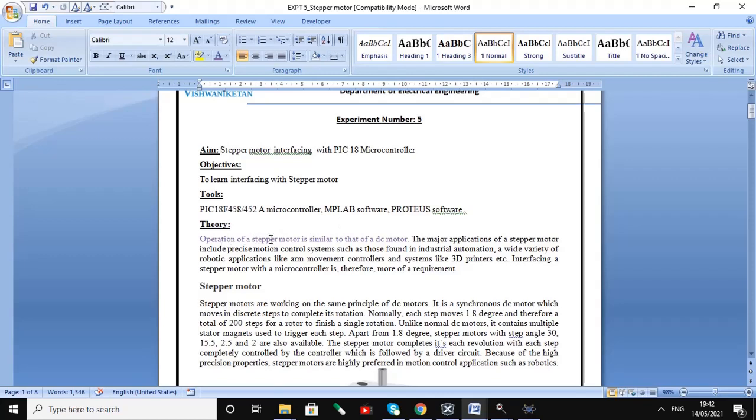The operation of a stepper motor is similar to the DC motor. The major applications of stepper motors include precise motion control systems, such as those found in industrial automation, a wide variety of robotic applications like arm movement controllers, and systems like 3D printers. Interfacing a stepper motor with a microcontroller is therefore very important.